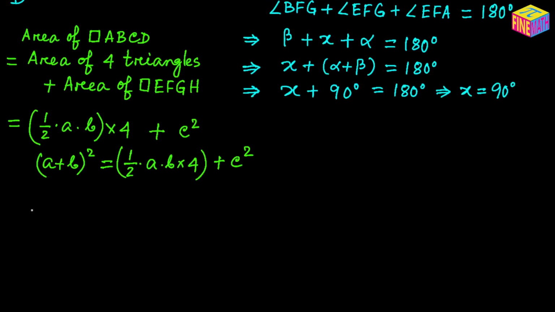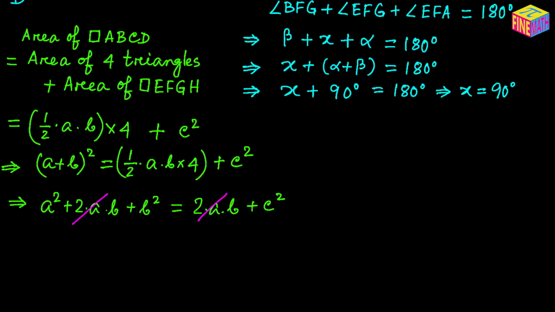And then from here, can we say that A squared plus 2AB, 2 times A times B, A squared plus 2AB plus B squared, that is the left hand side, and that is equal to, here we have half times A times B times 4, so that would be 2 times AB, and plus C squared. And you see, we have 2 times AB on both sides, positive 2AB, that will cancel each other. So from here, we are left with A squared plus B squared is equal to C squared. And that's exactly what we wanted to prove.